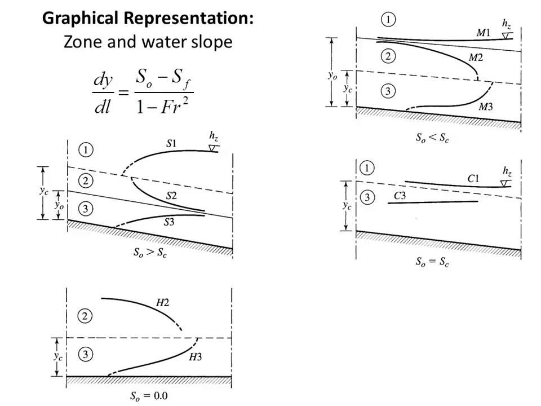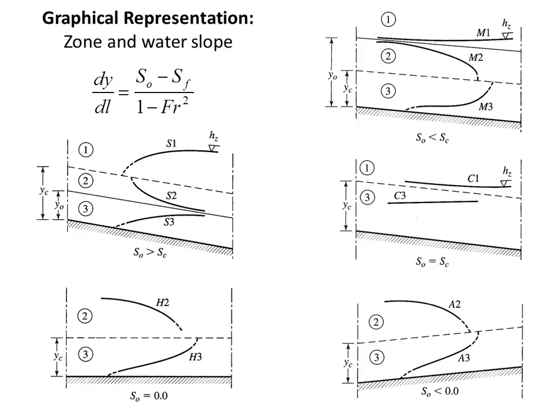A similar issue is present on a horizontal slope. If the slope is horizontal, there's not going to be a normal depth. Normal depth is not defined unless you have some sort of a channel slope. So there's a critical depth, but there's no normal depth. And so there's no y sub n boundary to differentiate zone 2 from zone 1. So that's why there's no zone 1 in a horizontal slope, because there's no normal depth.